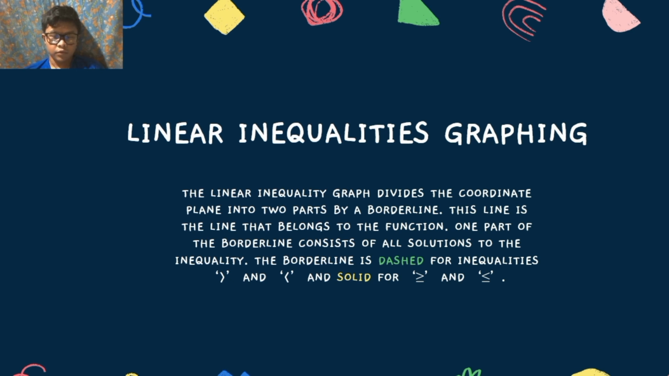Now, I'm going to talk about graphing linear inequalities. The linear inequality graph divides the coordinate plane into two parts by a borderline. This line is the line that belongs to the function. One part of the borderline consists of all solutions to the inequality. The borderline is dashed for inequalities greater than and less than, and solid for greater than or equal to and less than or equal to. Later on, I will explain this dashed and solid line.